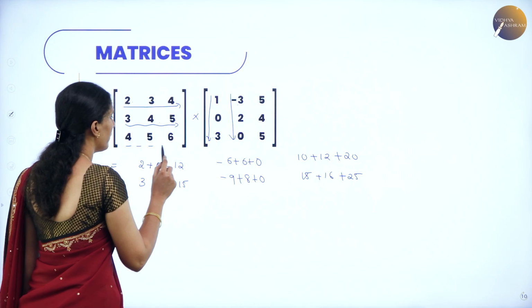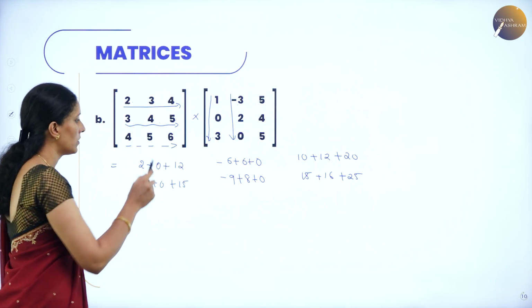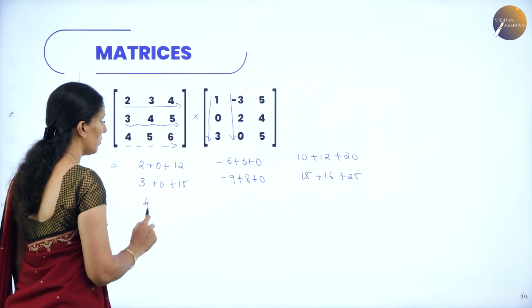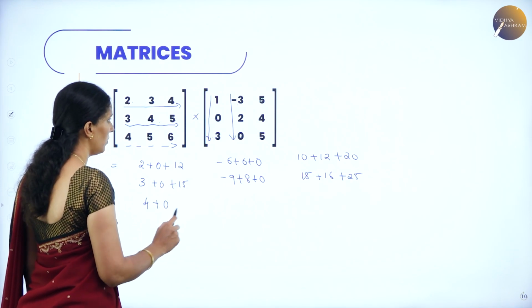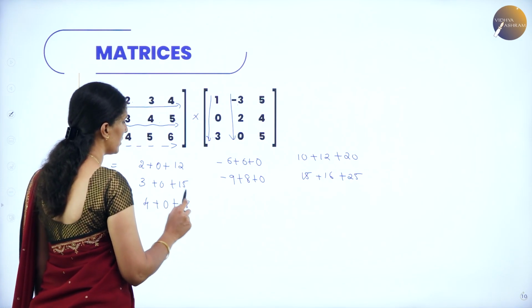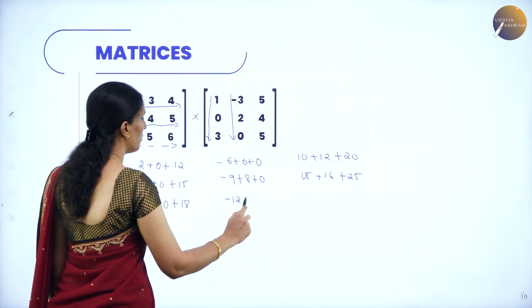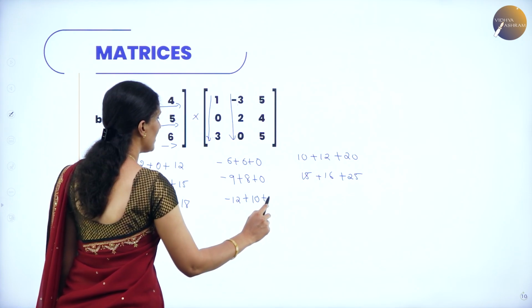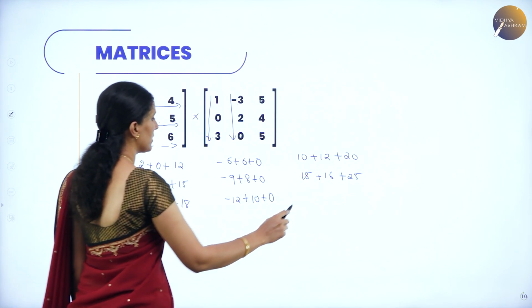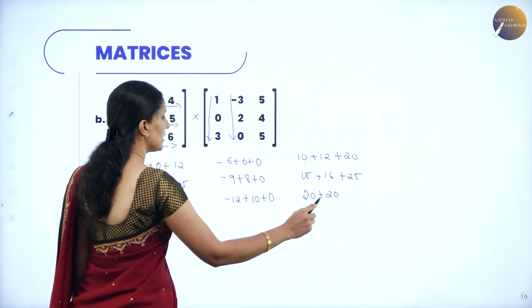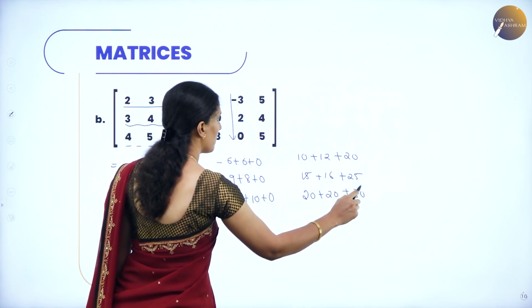Next, we are with the last row. So the last row with first column. 4 1s are 4. 5 0s are 0. 6 3s are 18. Next, 4 into minus 3, minus 12. 5 2s are 10 plus 0. 4 5s are 20. 5 4s are 20. 6 5s are 30.